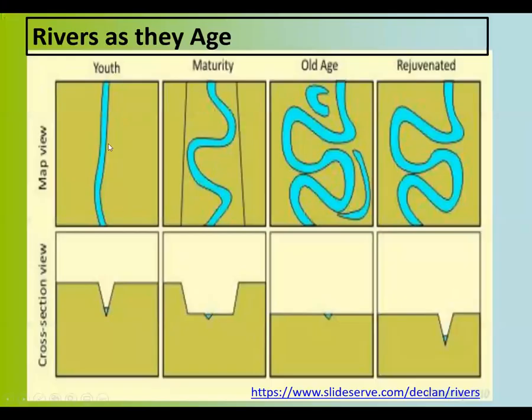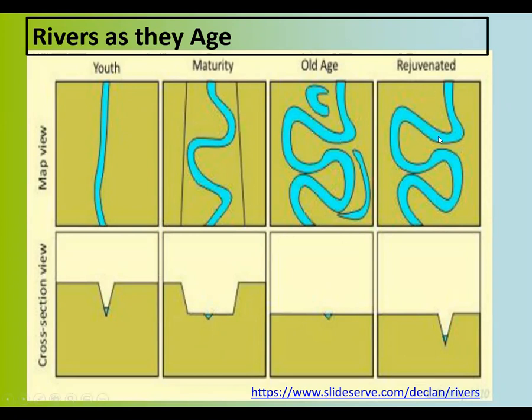Now, rivers produce more meanders as they age. This is a young river. It's straight. But as the river becomes older, it develops meanders. So this is a meander, this is a meander, this is a meander. But as the river becomes older and older, it develops more meanders and even an oxbow lake. We call this an oxbow lake. An oxbow lake is a meander that was detached from the river.